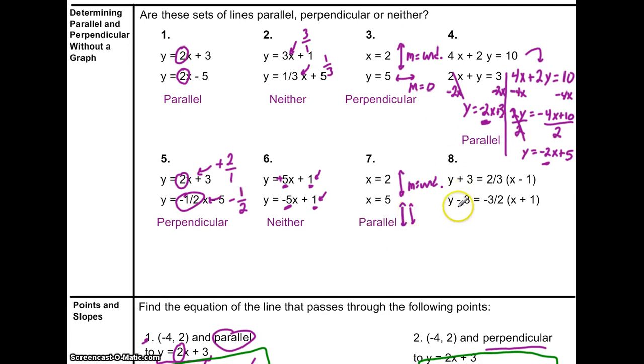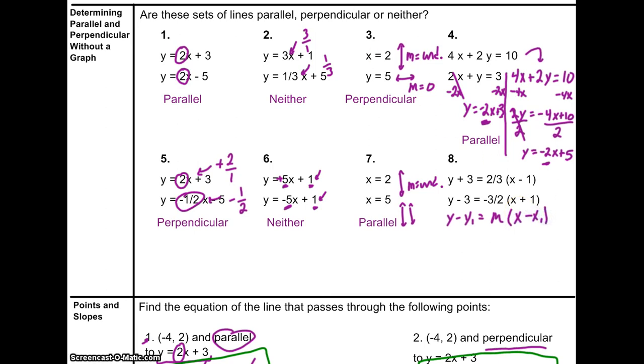In our last example here, 8, we've got y plus 3 equals 2/3 (x minus 1), and y minus 3 equals -3 over 2 (x plus 1). Now when you look at these, you might be a little confused because these aren't in standard form and they're not in slope-intercept either. They're in point-slope form, which we're not going to use very often, but it's useful to know. Point-slope form is y minus y1 equals slope times x minus x1.